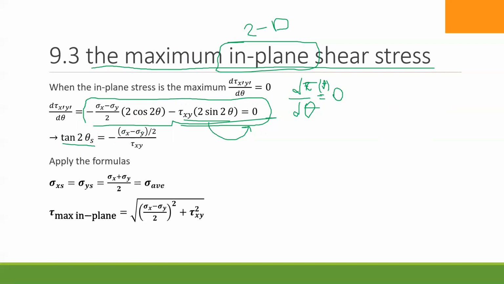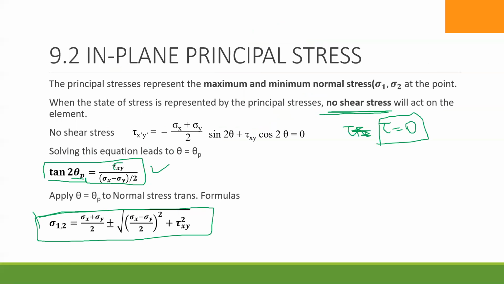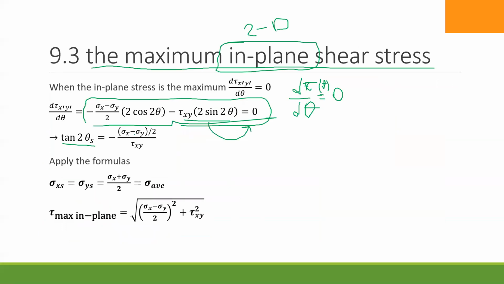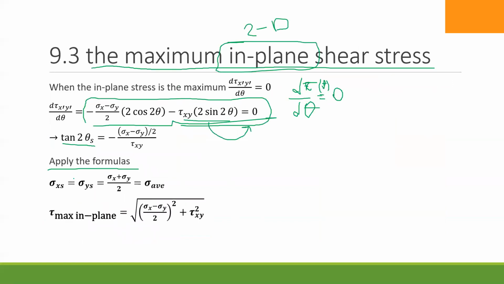Tangent 2 theta s equals minus sigma x minus sigma y divided by 2 tau xy. It is very similar to theta p. You can see that in theta p we get positive tau xy divided by sigma x minus sigma y divided by 2. In this case, now we take the reverse. Very strange. Also, we have a minus in here. Very strange thing. Also, if I apply the formulation for our sigma x and sigma y values, I don't want to write sigma x, sigma y.